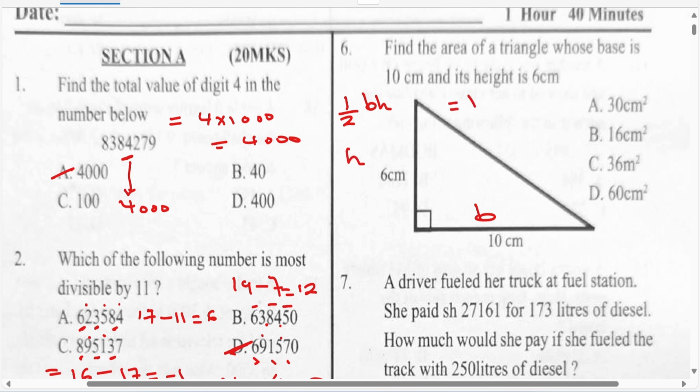So basically, I'll just take a half, multiply by the base, which is 10, multiply by the height, which is 6. So if you take 10 times 6 gives you 60, divide by 2 because of the half. So basically it gives you 30 what? Centimeter square. Sometimes they'll give you choices as 30 centimeter and another choice which gives you 30 square centimeters. So hapo lazima uwe makini. So make sure your area is always answered in square centimeter or square meters or square kilometers. So basically this is our answer, choice A.